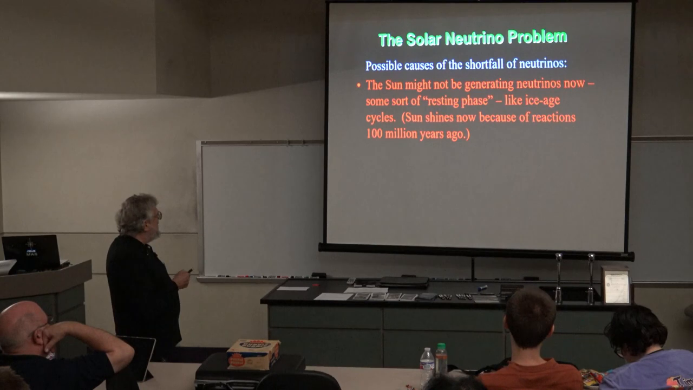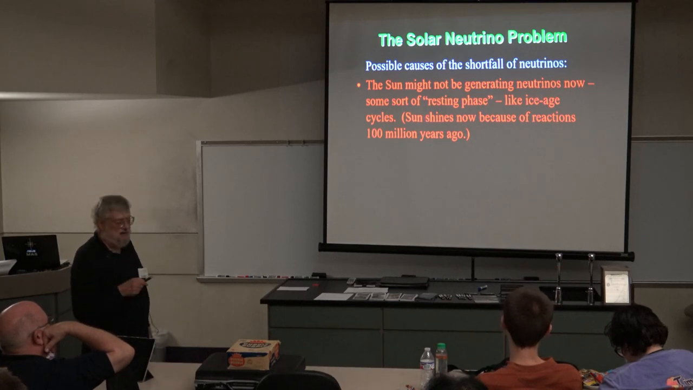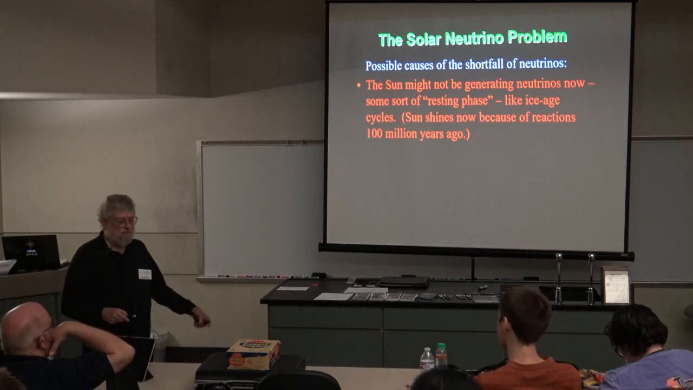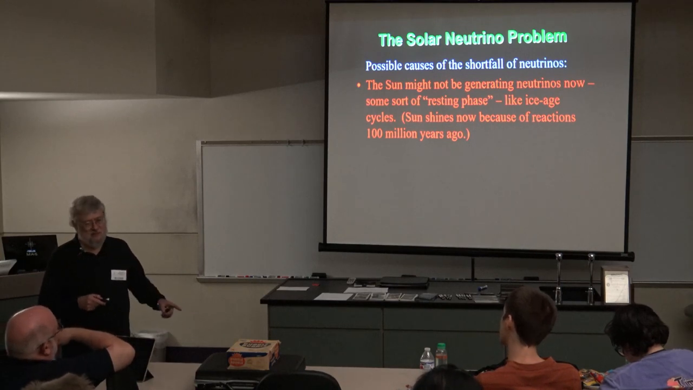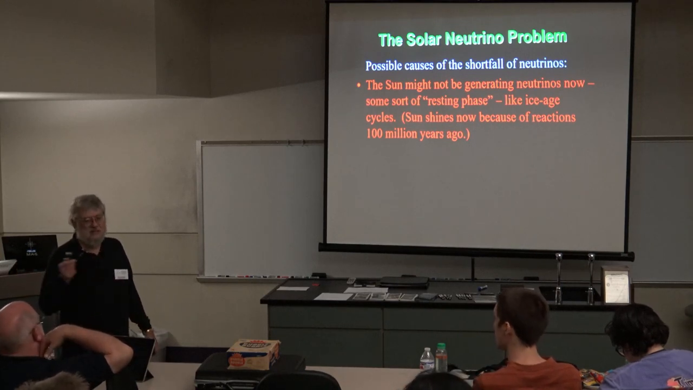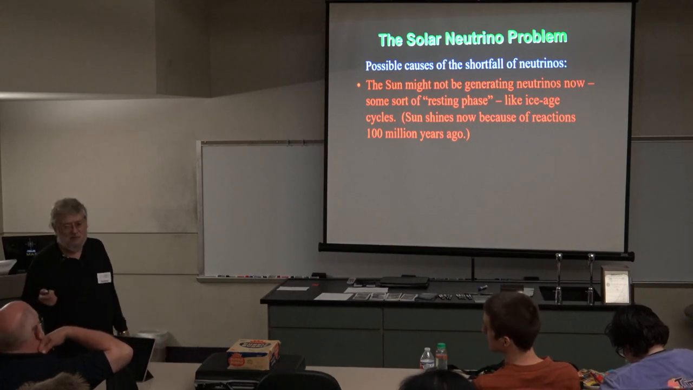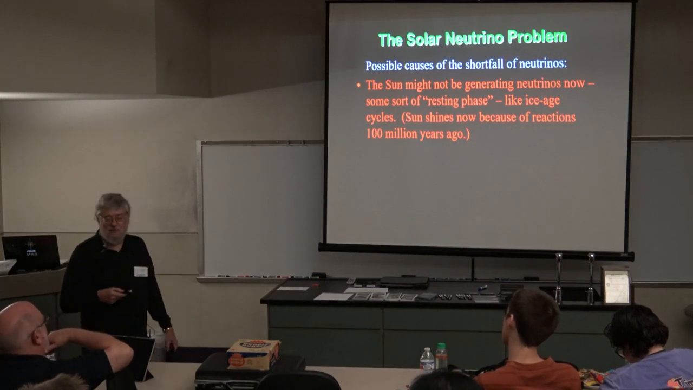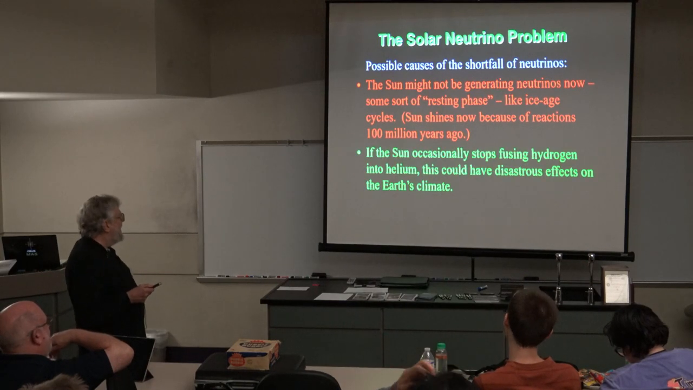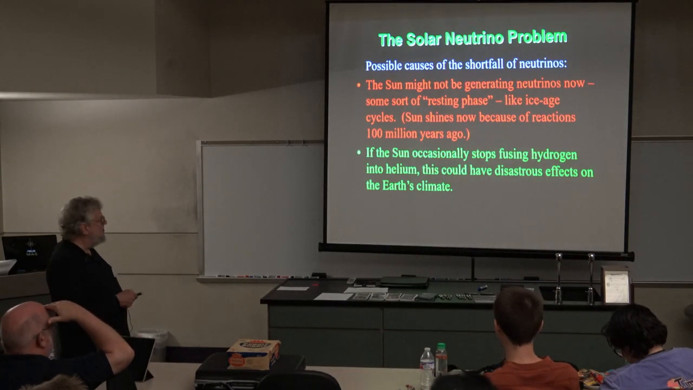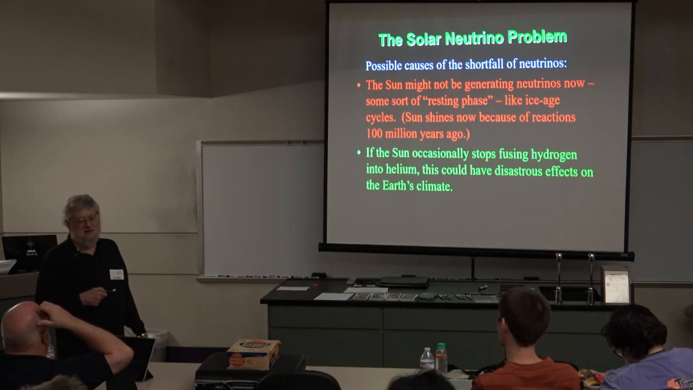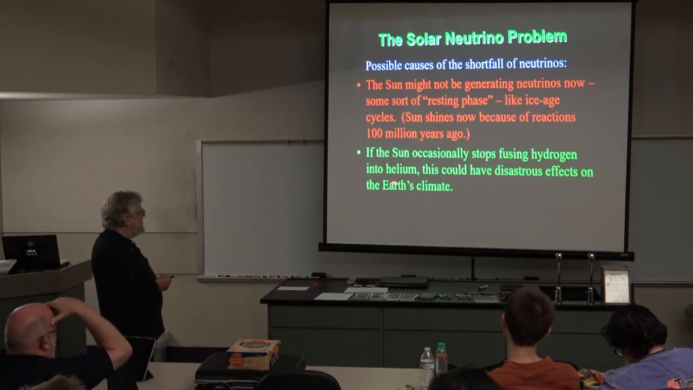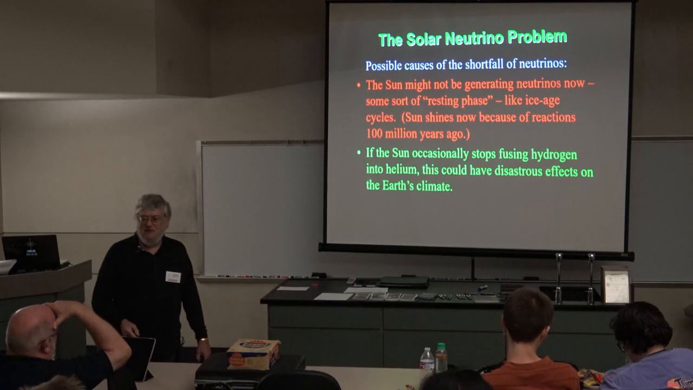Another possibility: the sun might not be generating neutrinos now. The reactions in the center may come and go. It might be that millions of years ago, the reaction was going on, but it was starting to taper off. And the equations are okay, but they're just not going on for some reason now. And we know we've had ice ages and various temperature cycles. Maybe that's what was happening. Now, this could be disastrous for the Earth. And the Earth would get along without us, but it'd be disastrous for us. If the sun occasionally stops fusing hydrogen, we could have a big effect on the Earth's climate.